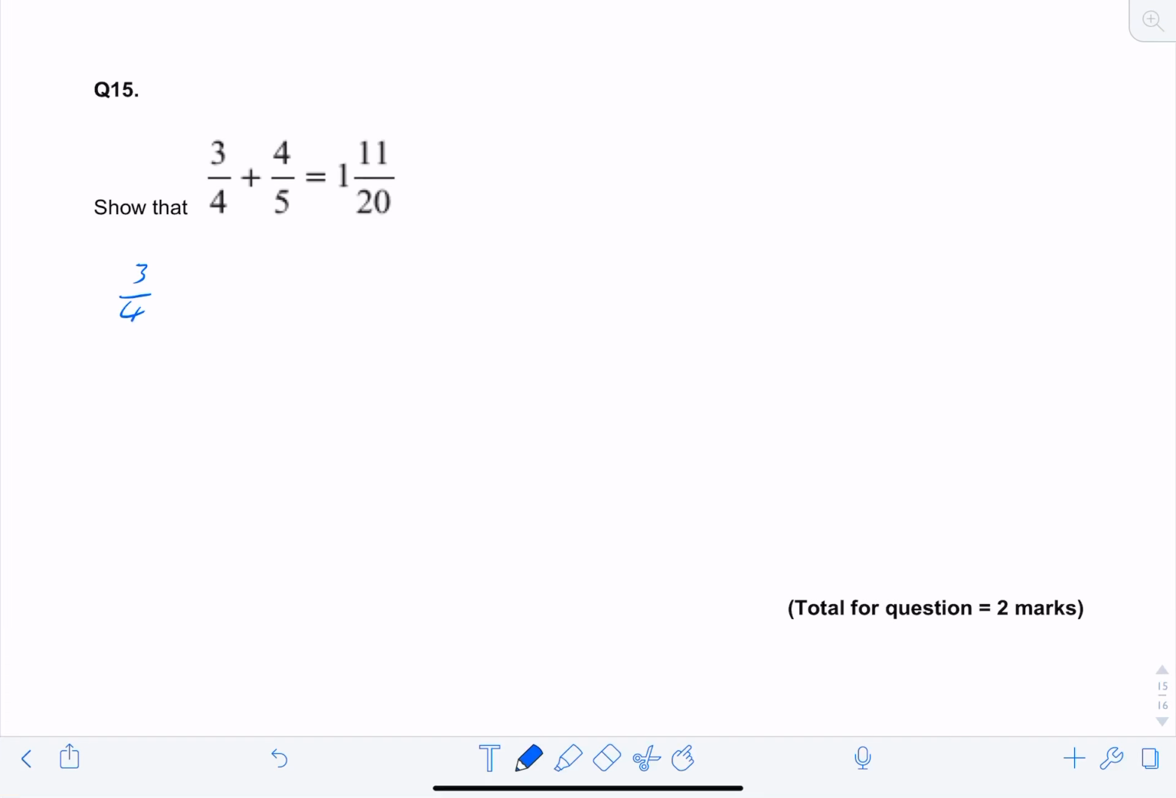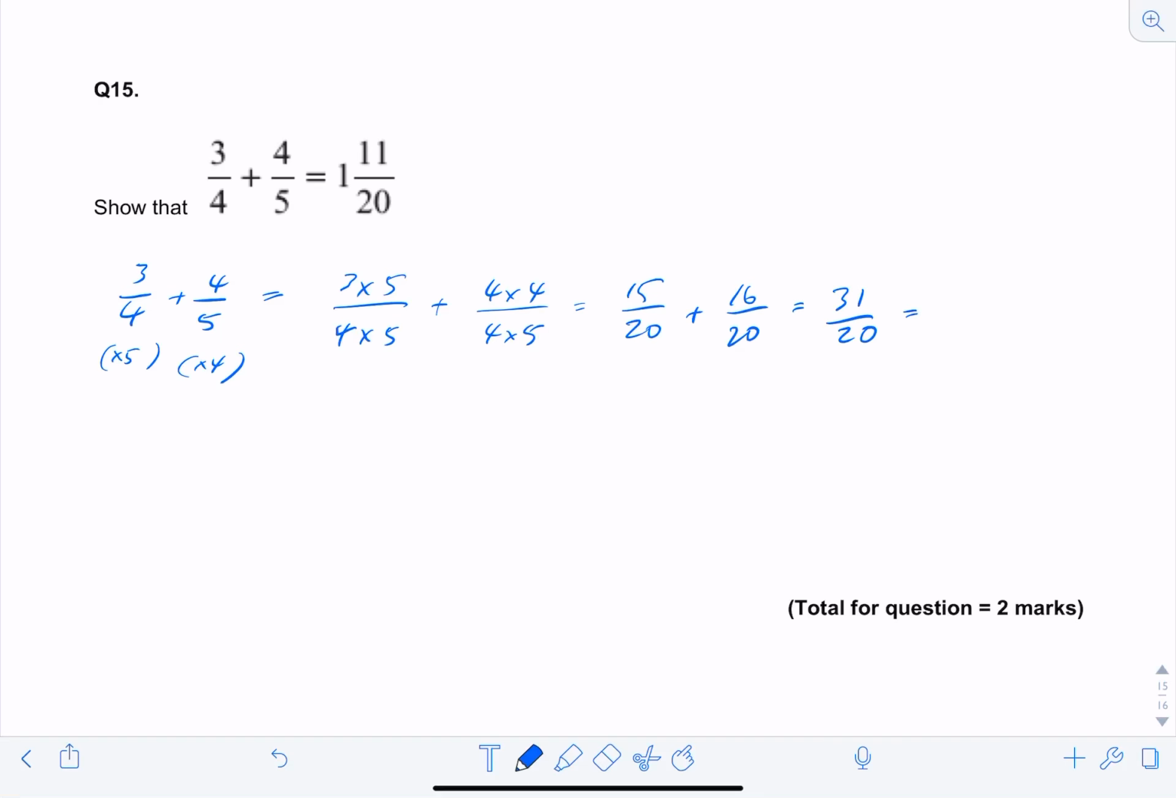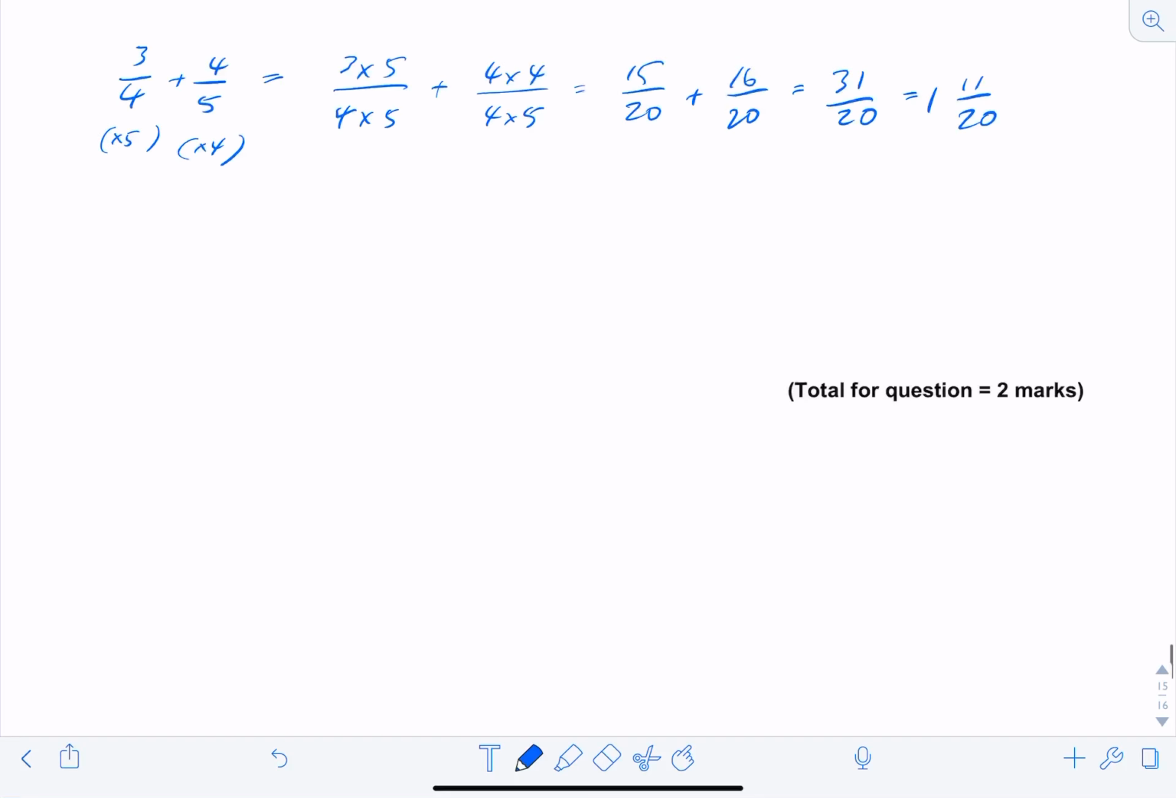Okay. So, question 15. Same again. 3 over 4 plus 4 over 5 equals, I'm going to times this one by 5 and this one by 4. And I get 3 times 5 over 4 times 5 plus 4 times 4 over 4 times 5, which is 15 over 20 plus 16 over 20 equals 31 over 20, which equals 1 and 11/20. Yes, done. Any more? That's it.